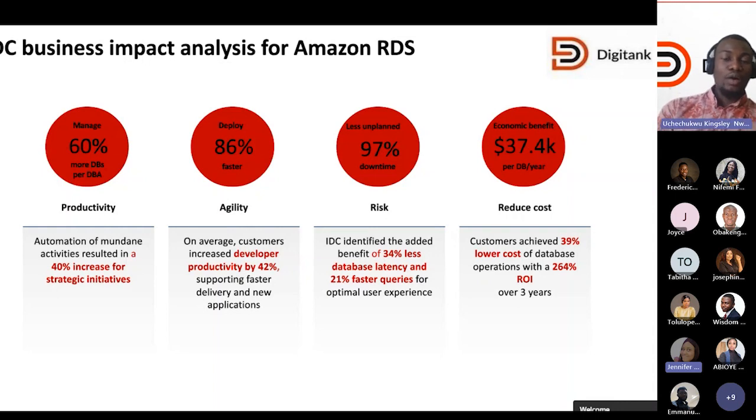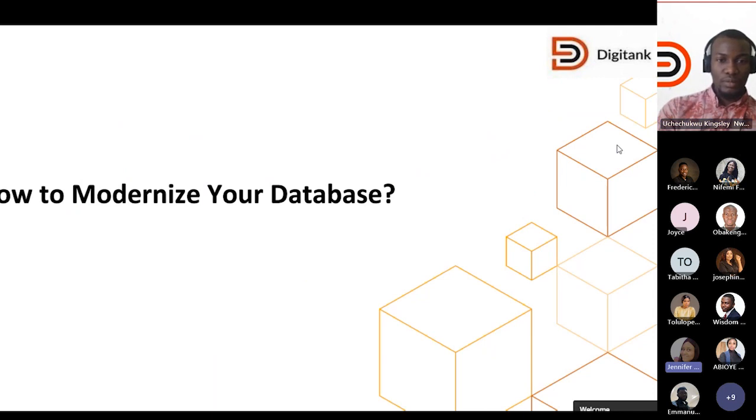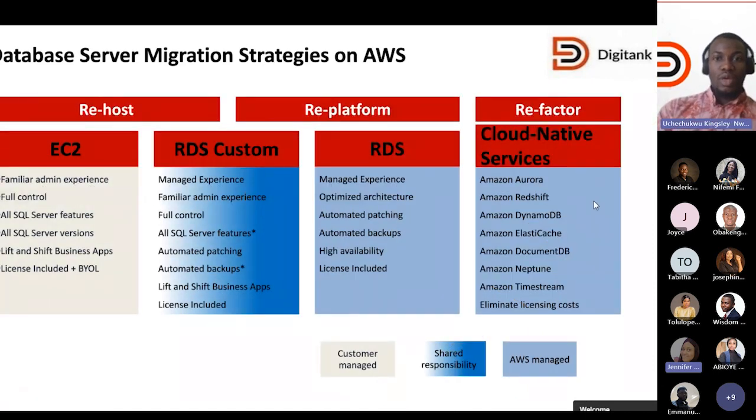So how do you modernize your database? We'll be moving on to talk about how you modernize your database. Once you've decided to modernize your database, there are different approaches to doing so. Customers usually think of going with the far left, which is an EC2 instance, rehosting their database. But we believe that the best way to start is going for a managed database, which is Amazon RDS.